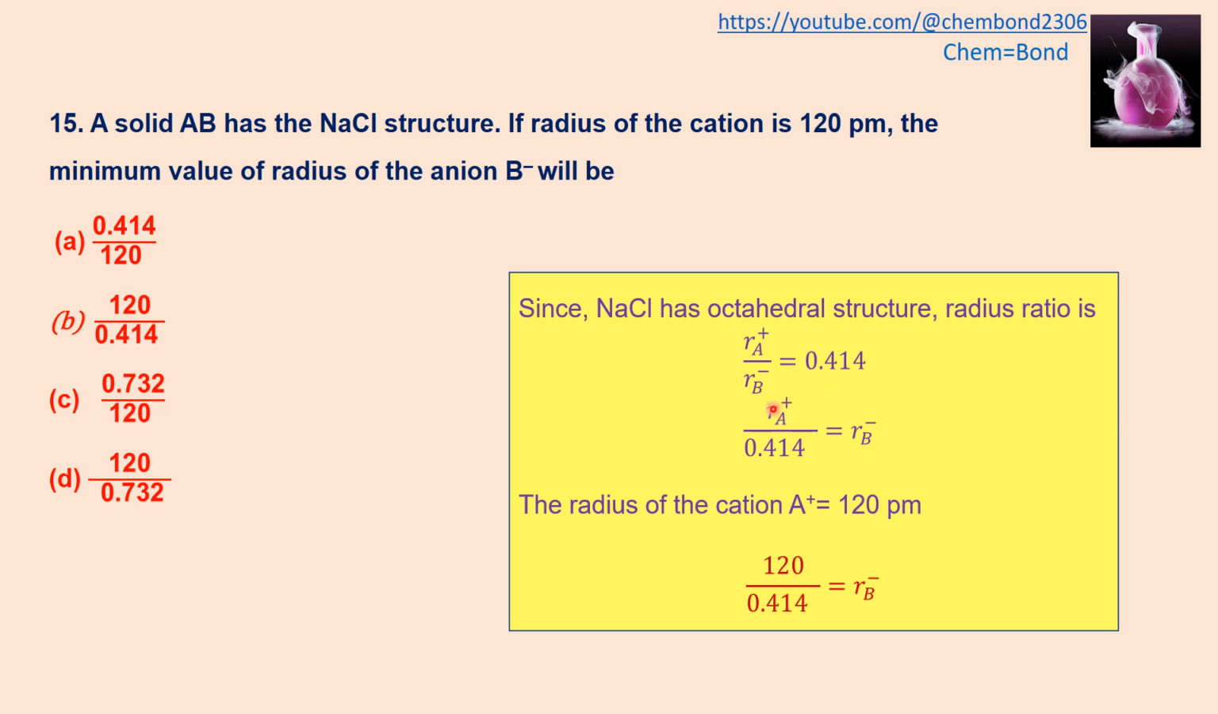So radius of cation divided by 0.414 is equal to radius of anion. This formula is obtained by rearranging the previous formula, just by shifting 0.414 to the radius of anion. Now the radius of cation is given, that is 120 picometer. So putting the radius of cation as 120 picometer divided by 0.414 will produce the radius of anion. Among these options, option B is the correct answer, that is 120 divided by 0.414.